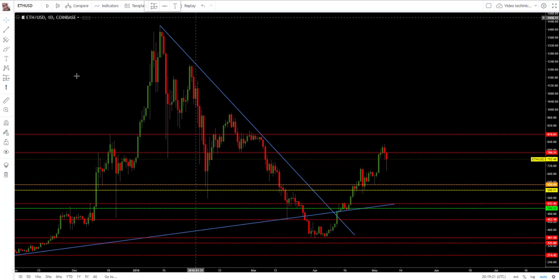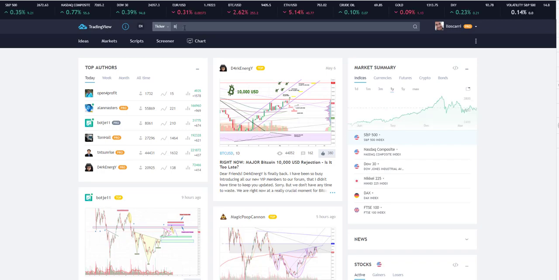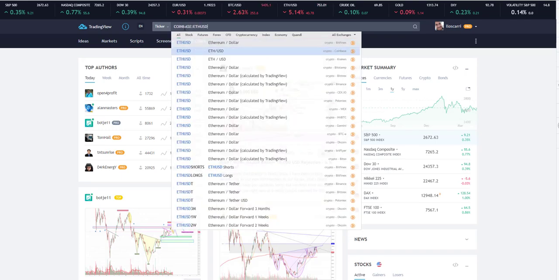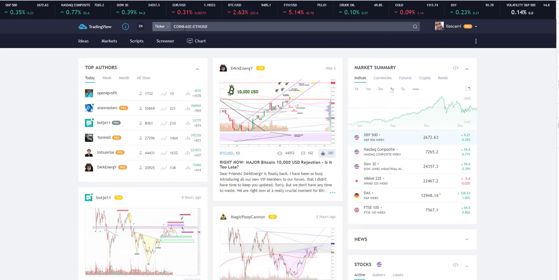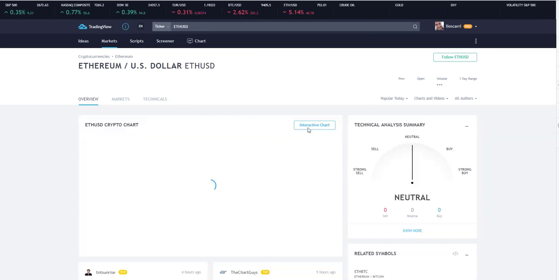So first of all, when you are on tradingview.com, you can select the pair. When we go to tradingview.com, it will look like this, and then you can select the ticker here. For example, you can select Ethereum, ETH USD. Ethereum is a cryptocurrency. You can go here and then go to interactive chart. You will have the interactive chart here.